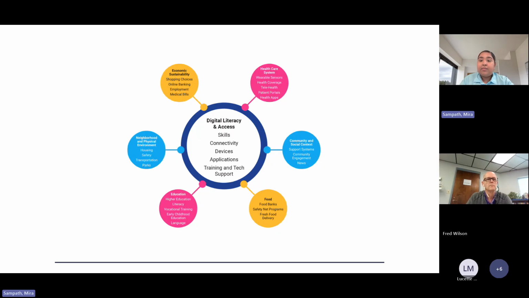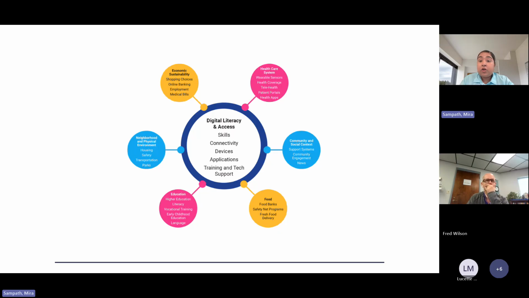In the healthcare system, we now have wearable sensors or remote patient monitoring devices. Your ability to access healthcare coverage, whether that be to sign up for health insurance or to recognize what the benefits of your health insurance are, a lot of that is online. Telehealth, of course, is online. Patient portals and health apps. Again, all of these really require that digital literacy and broadband connectivity.